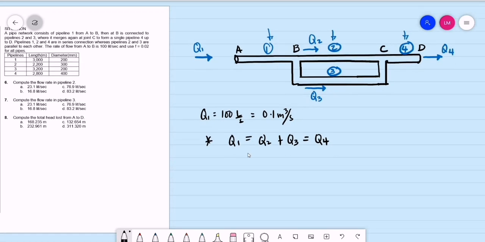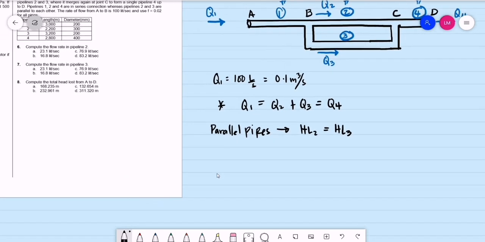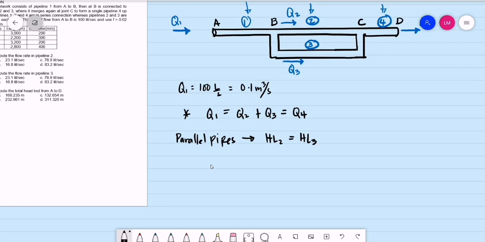When it comes to parallel pipes, that is pipeline 2 and pipeline 3, the head losses are equal. So the head loss for pipeline 2 will be equal to the head loss in pipeline 3. We are using the Darcy-Weisbach equation, since we are given a friction factor of 0.02.